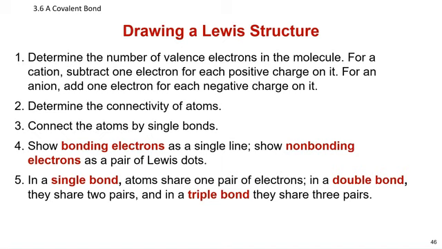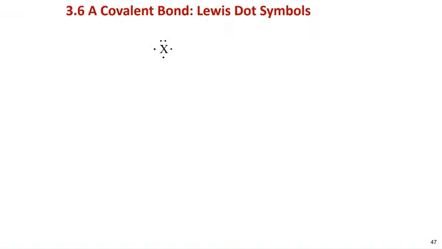So on Lewis structures, we see non-bonding electrons, single covalent bonds with one line, a double line for the double bond, and a triple line for the triple bond. We went over this last time.